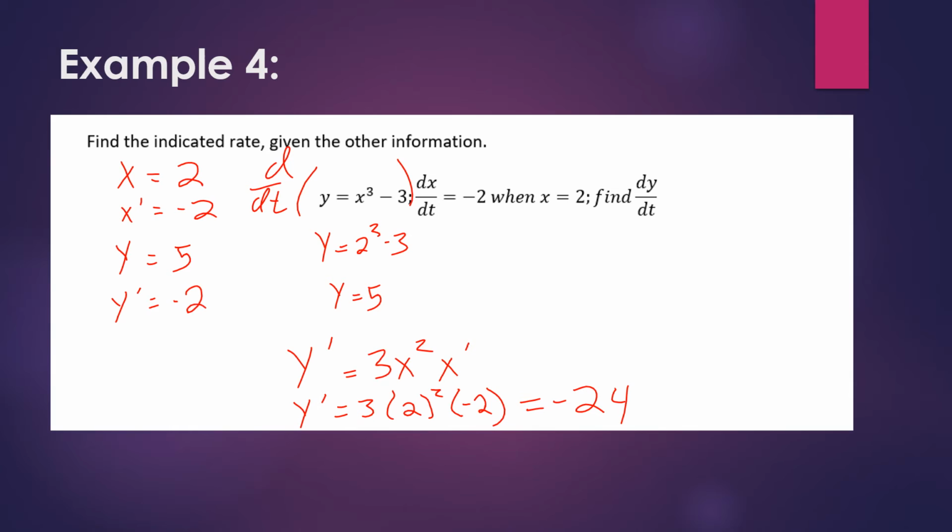So our indicated rate, our y prime, is -24. You might also notice that we didn't actually need to find y in this problem. And it's one of those things that's better safe than sorry. I would rather find something and not need it than to need it and then have to solve for it later. But if you skip finding y, it's not going to be a problem. You could just find them as needed.